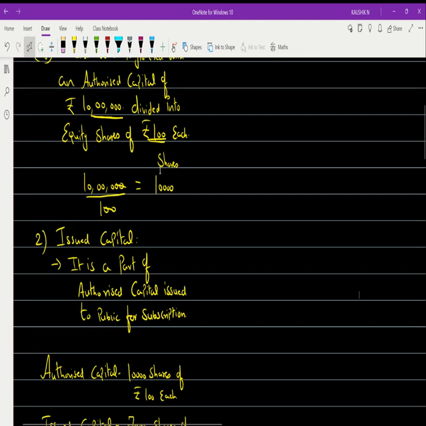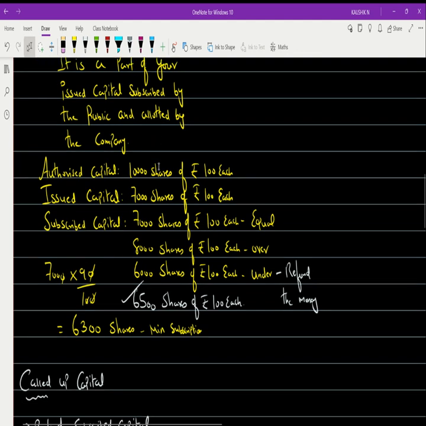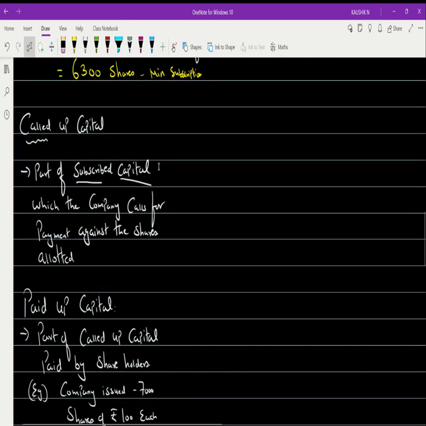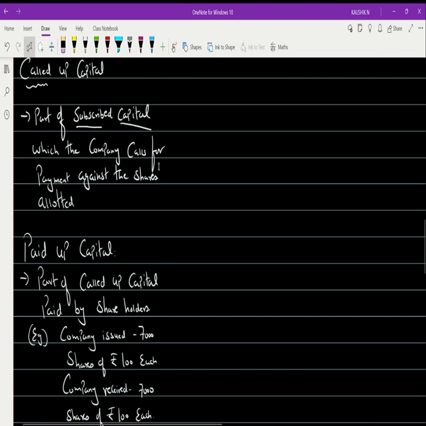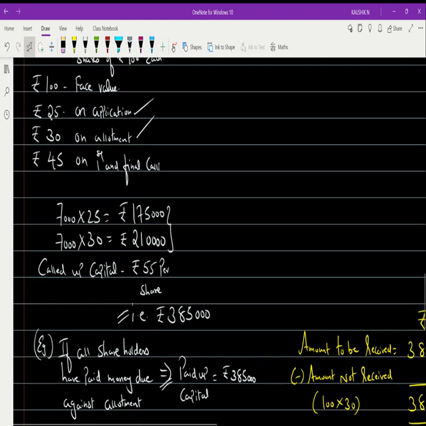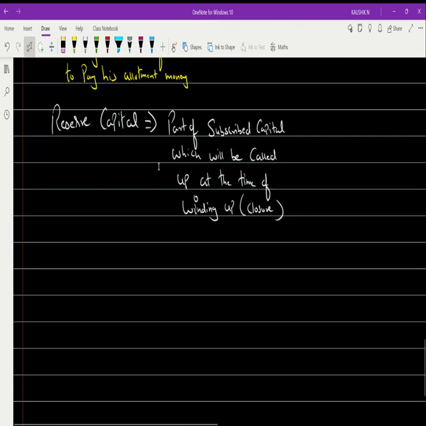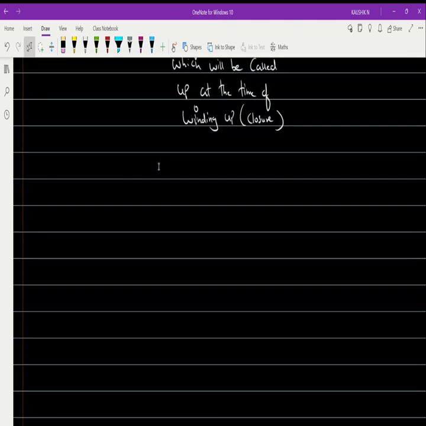Okay, so shall we go with the next concept? Clarity irukkula? The topic we discussed today: authorized, issued, subscribed, called up, paid up, reserve capital. All these things, I hope you understood the concepts clearly in depth. Which is a part of which capital, all those things. Okay, so now a few more important points. What are they, if you ask?